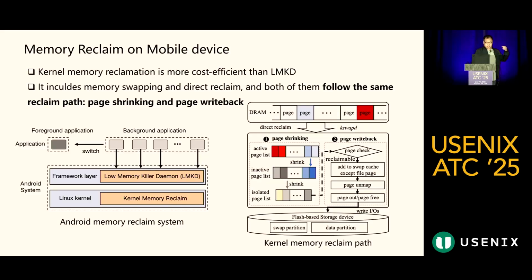In the left part, the left figure of this slide, you can find the reclaim path of memory reclaim. It includes page shrinking and page writeback, these 2 steps. So we want to check what the problem is for this path.